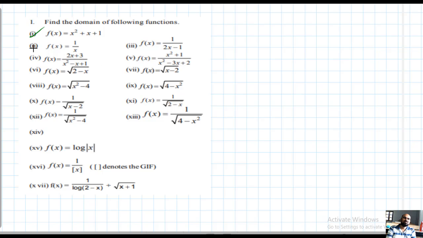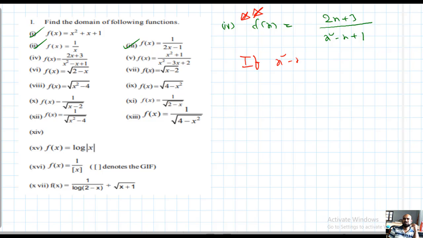1, 2, 3 problems completed. Students, listen now. Third also completed, I think. Fourth problem. f of x is equal to 2x plus 3 by x square minus x plus 1. Interesting problem, this one. The numerator, 2x plus 3, is okay, but the denominator is the only problem for us. If x square minus x plus 1 equals 0, then this fraction won't be defined.